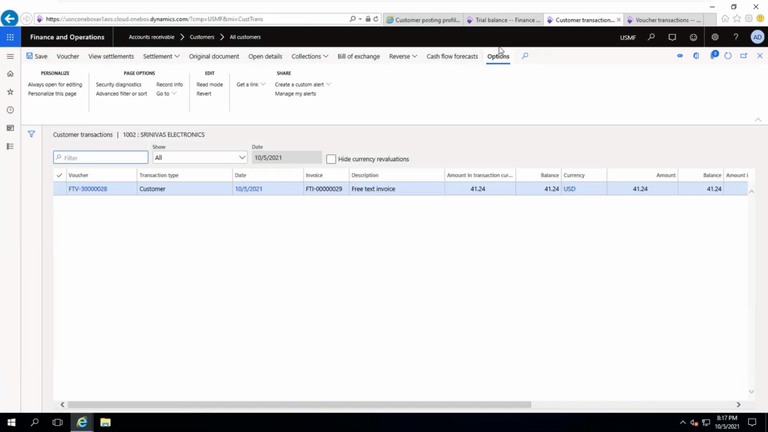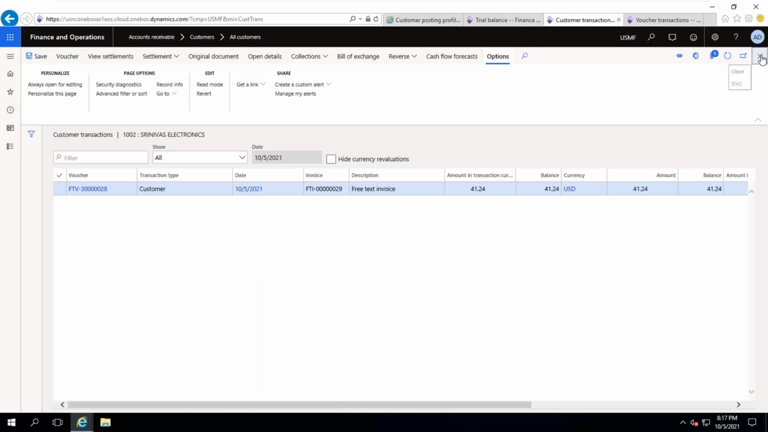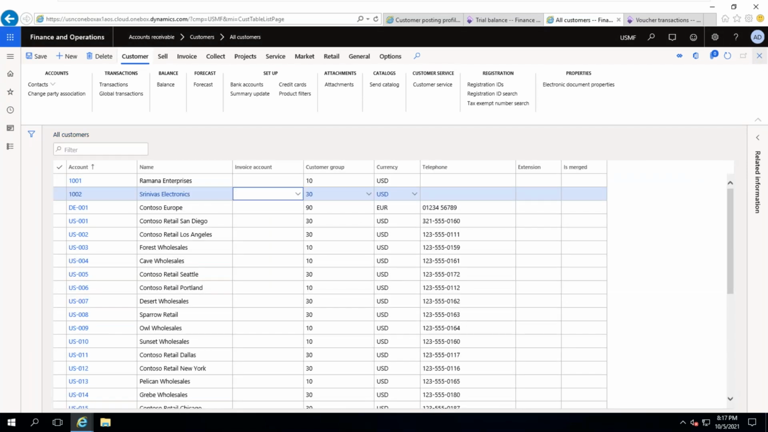Now I want to see the US010 account. US010 is a specific customer for me. I want to monitor that specific customer only. Take the example Infosys or TCS. So this is a TCS customer. For this customer, I want to monitor separately in the trial balance.